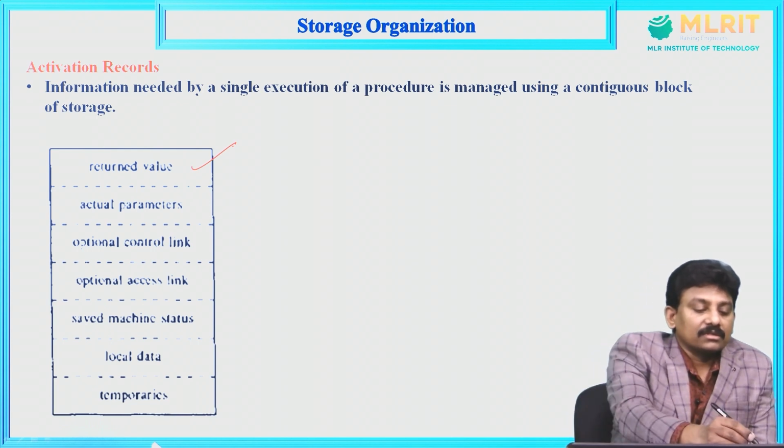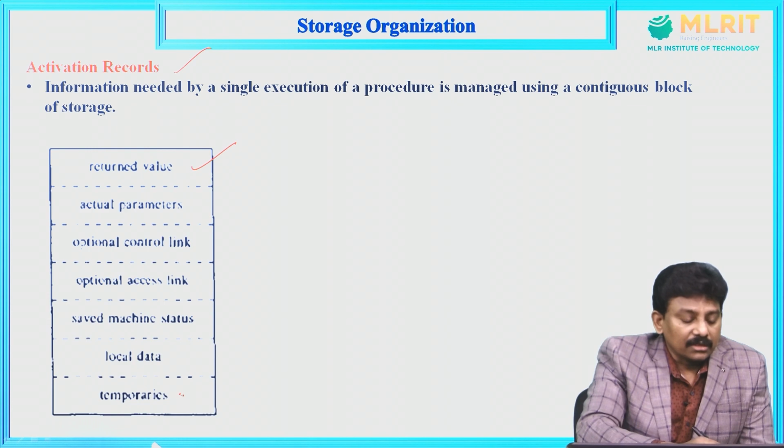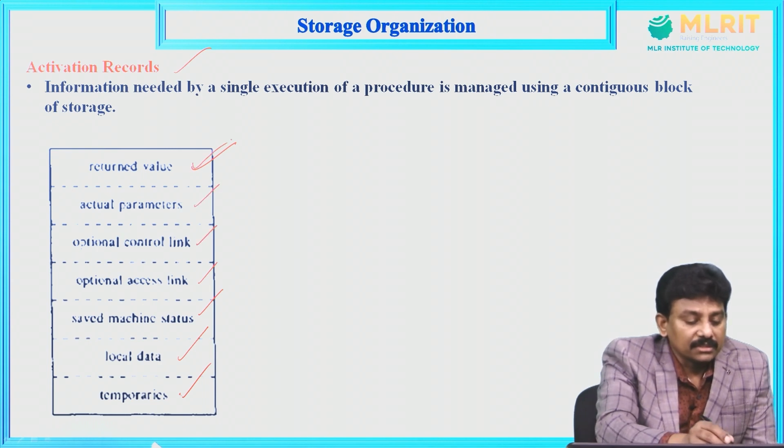So, the activation record holds the information about a single execution of the procedure. Any information needed by the single execution of the procedure, that is temporaries, local data, saved machine status, optional access link, optional control link, actual parameters, and return values.